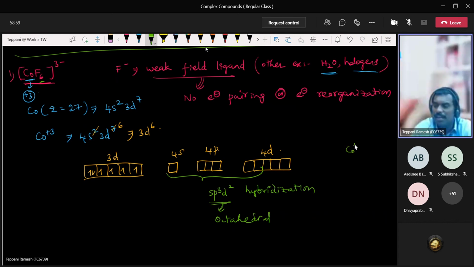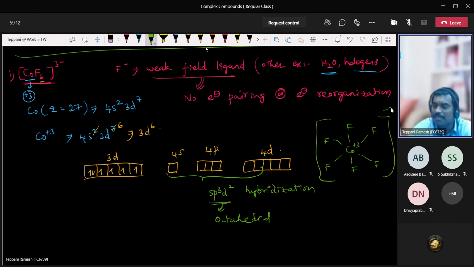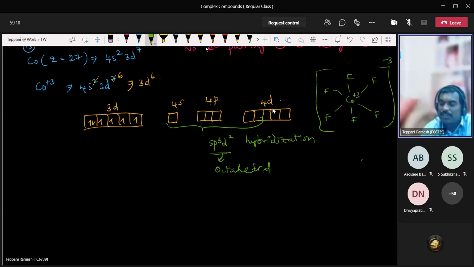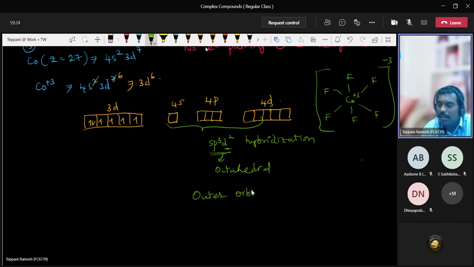Very simple to draw the octahedral structure. Already I have seen it in Werner's series. Overall charge is -3. Outer orbitals are utilized, outer d orbitals utilized, so this is called an outer orbital complex. Very important.